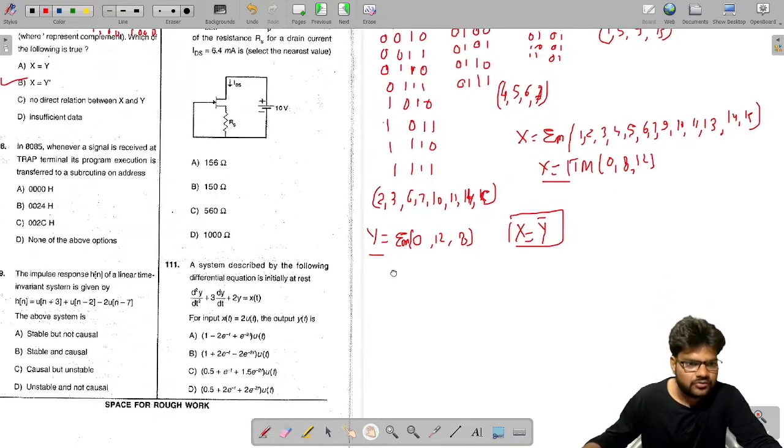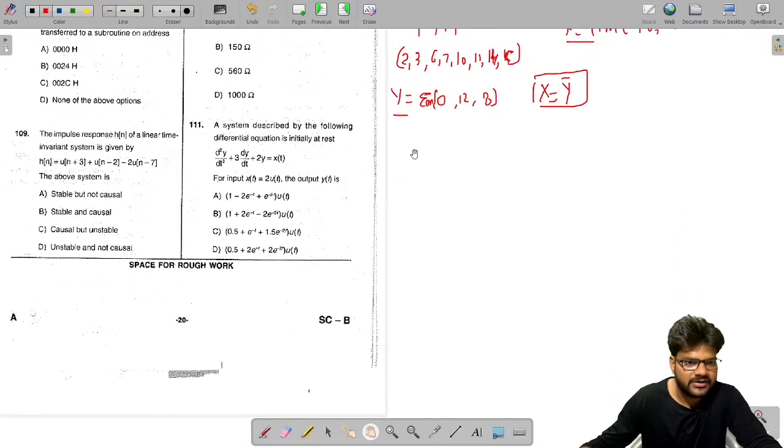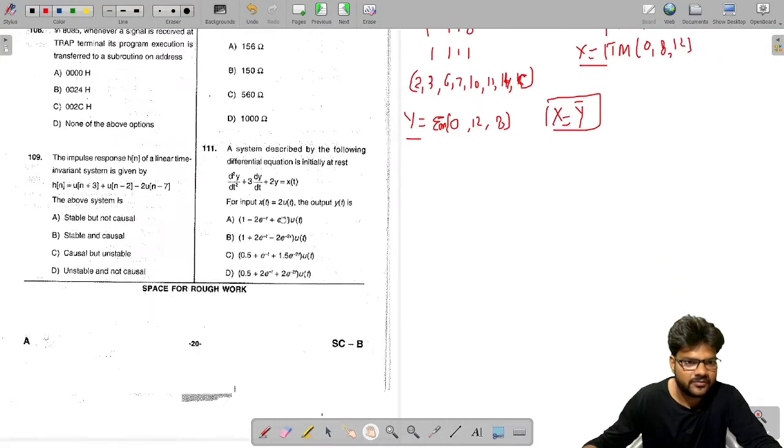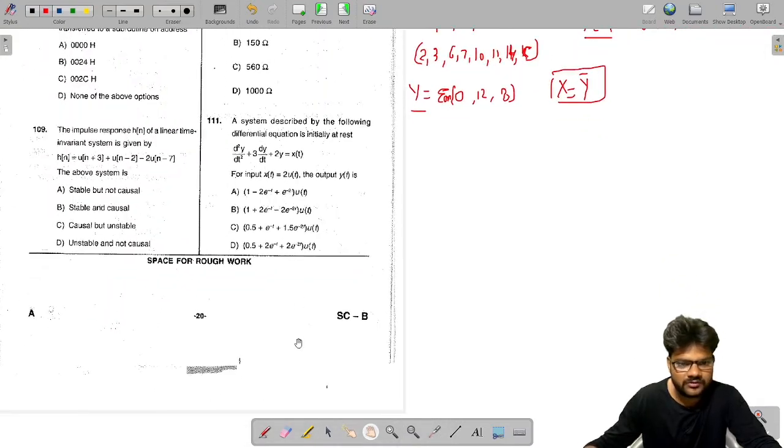Now let us go to question number 109, because this 108 is from microprocessor, which is not in GATE syllabus, so I won't deal with this. Now let us go 109. So 109 question is, the impulse response Hn of a linear time invariant system is given by this, and we have to comment on stability and causality of the system.